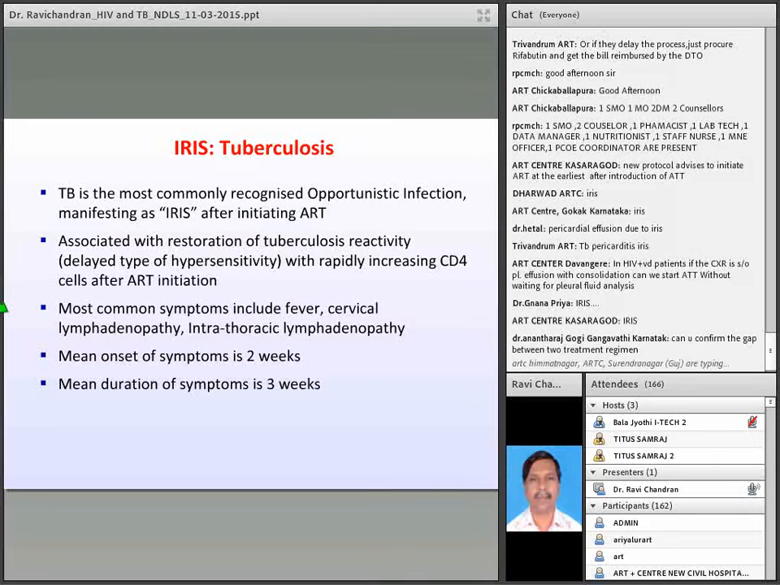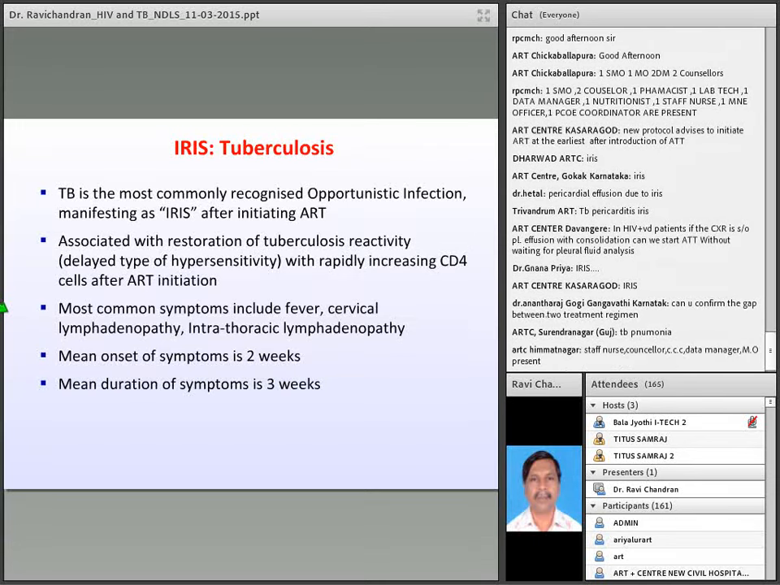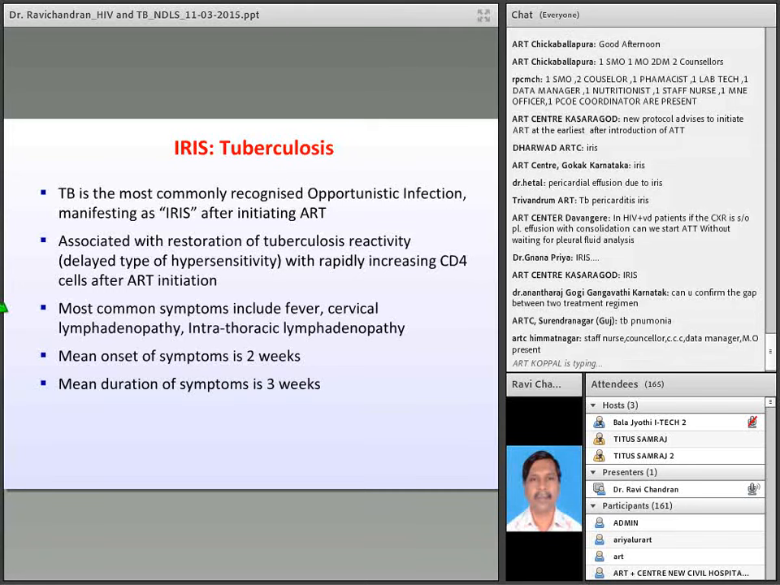This is associated with restoration of tuberculin reactivity, that is delayed type of hypersensitivity. Patients who were initially Mantoux negative may become positive at this time, with rapidly increasing CD4 cells after ART initiation. Most common symptoms include fever, cervical lymphadenopathy and intrathoracic lymphadenopathy. The mean onset of symptoms is 2 weeks and the duration of symptoms may be 3 weeks.